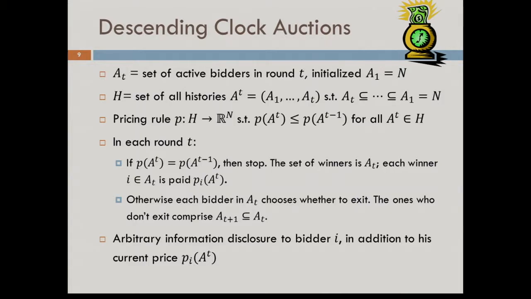So that's a general mechanism, and actually all the results will allow arbitrary information disclosure to each bidder, as long as each bidder needs to observe his own price. And actually, the results like strategy-proofness will not depend on what else they observe. They could observe everything or nothing in addition to the current price.